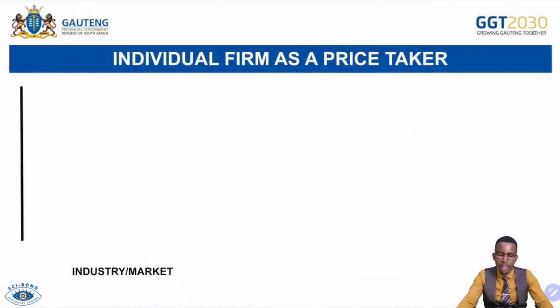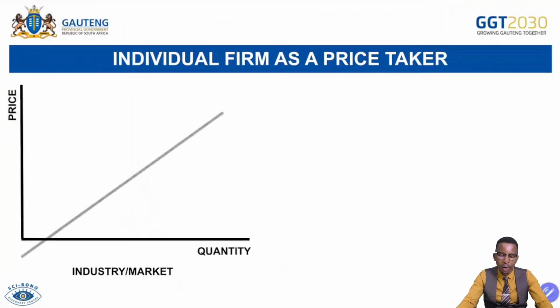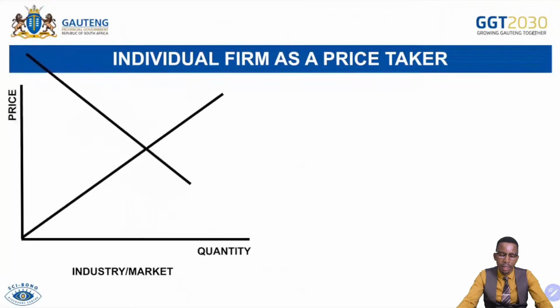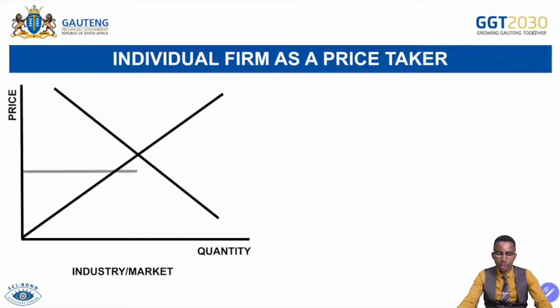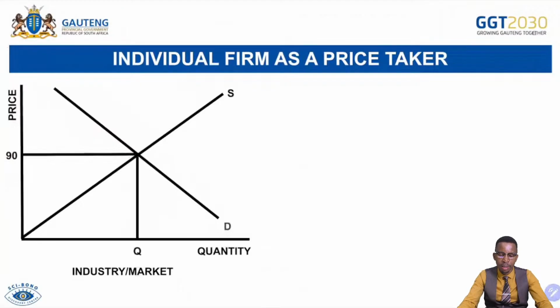Then we go to individual firms as a price taker. We start with the market. Then we go with price and the quantity. After that, we have our supply and the demand. Remember, supply is upward sloping, demand is downward sloping. We connect our price and the quantity. Then we have the equilibrium there, with price P and quantity Q. Then we have our supply as S, then demand as D. There we have the equilibrium, E for equilibrium.